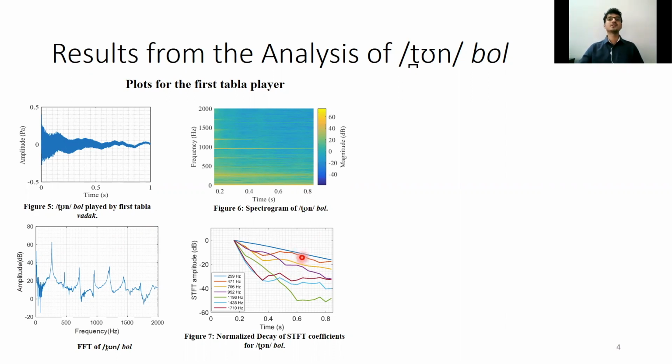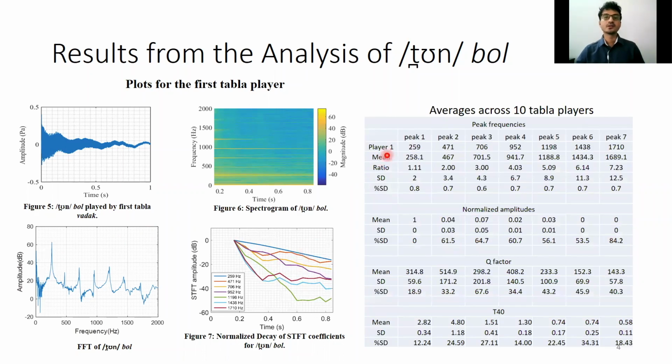Now let's consider the average across 10 different tabla players. The ratio of peak frequencies shows that the tun bol is also nearly harmonic. The coefficient of variation of peak frequencies is almost similar for 7 peaks.